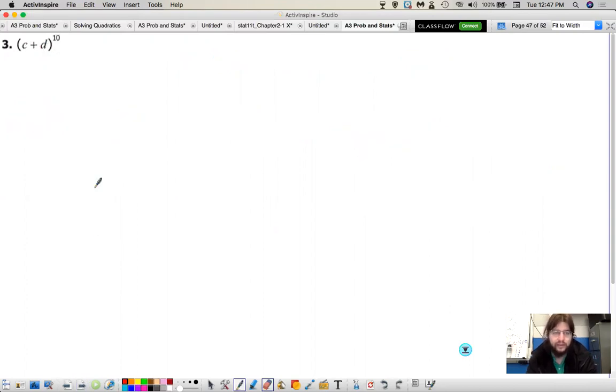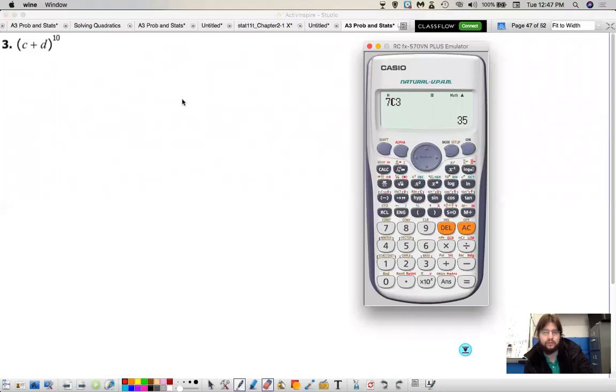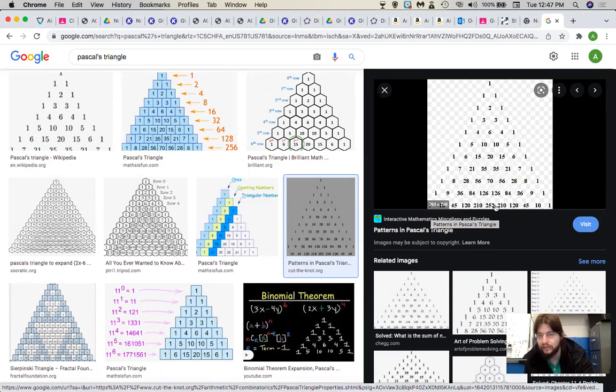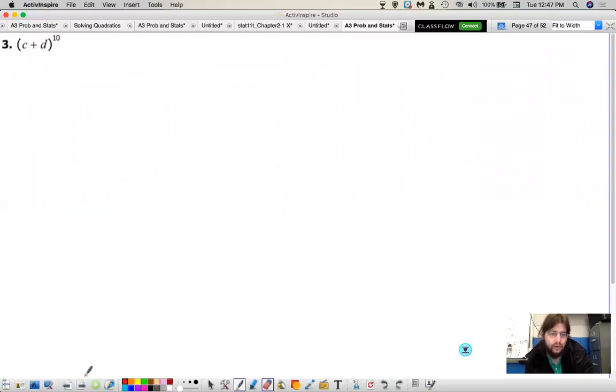So we just literally get Pascal's triangle. Look at row 10. Those are my coefficients. It's c plus d, so that's going to be 1 c to the 10th, 10 c to the 9th d to the 1st, and just keep going. I don't see a point in doing that. So going on to number 4, where it gets more interesting.